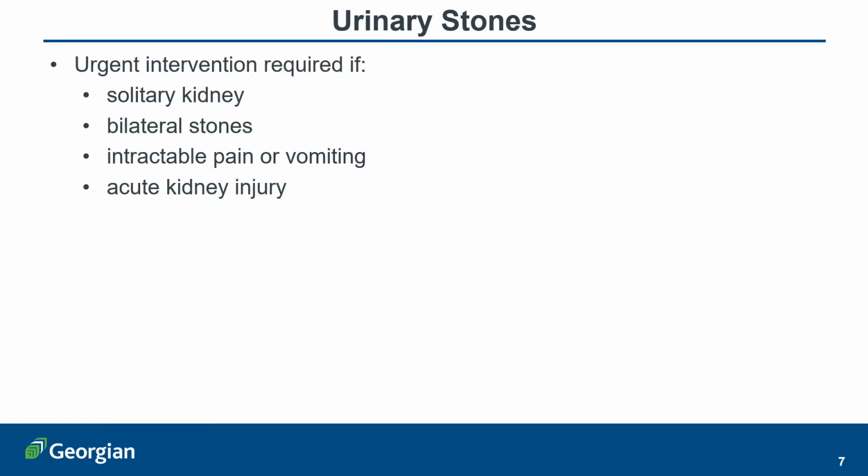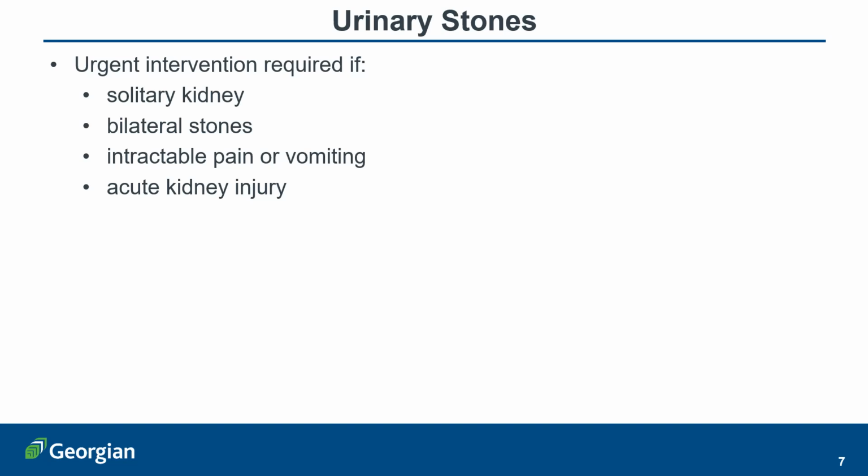Urgent intervention is required for both uro and nephrolithiasis if there's only a single kidney present. So if an individual has donated a kidney, for example, now that's going to be problematic, because if the urine outflow is blocked, that can lead to acute kidney injury, and that can be really, really serious, especially if there's only one kidney left. Or alternatively, if there are bilateral stones, again for the same reason, now you have affected the functioning of both kidneys, not just one kidney.